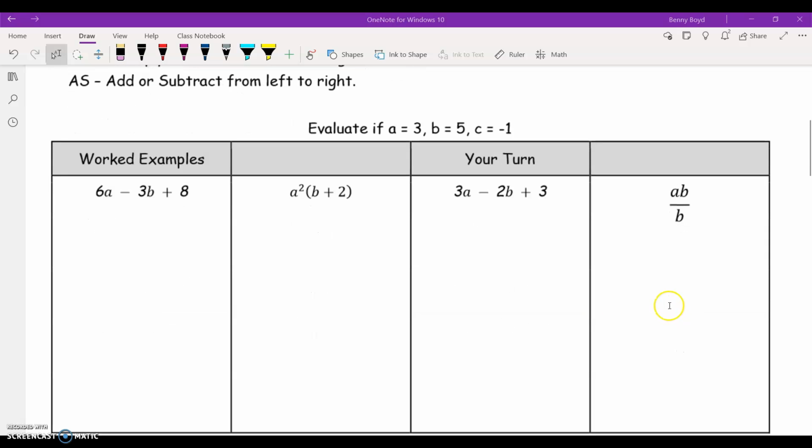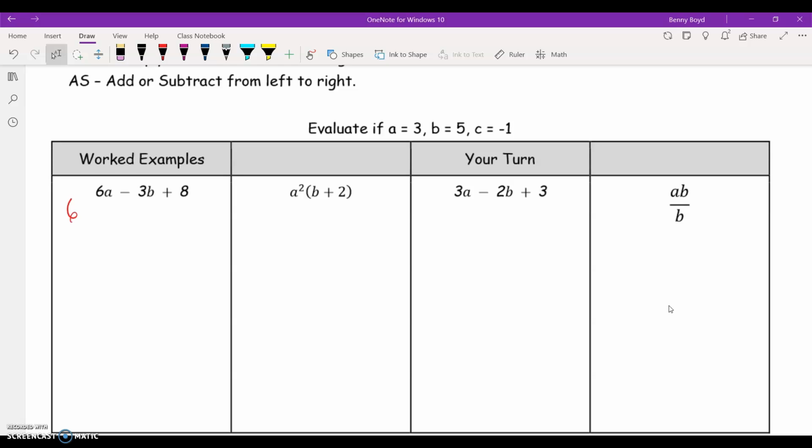So here we're given 4 different expressions, and we're asked to evaluate each expression if A equals 3, B equals 5, and C equals -1. So here I see I've got the expression 6A minus 3B plus 8. First thing I want to do is substitute the equivalent number for the variable.